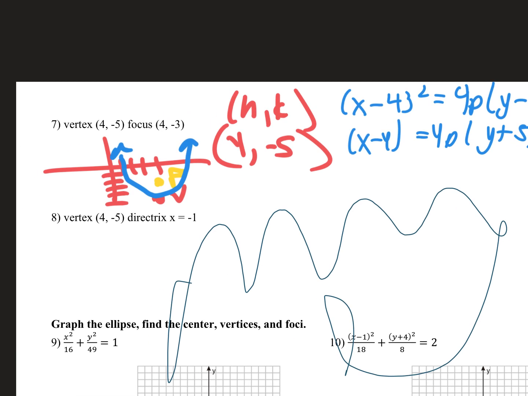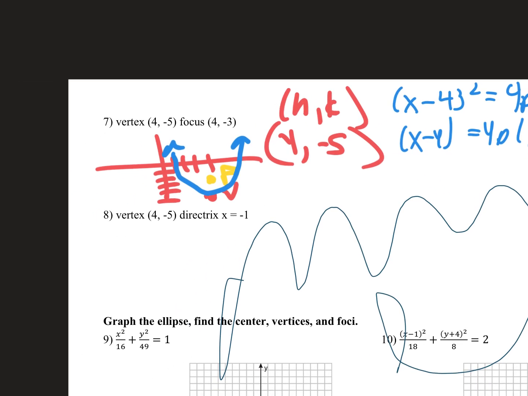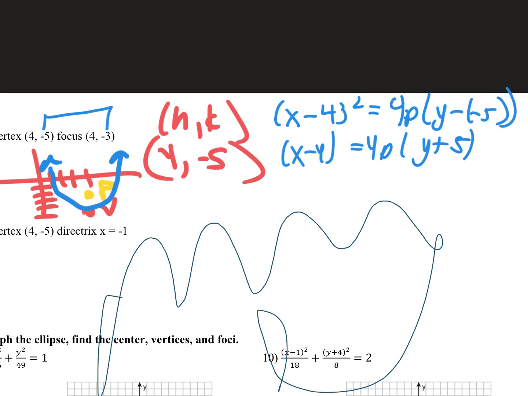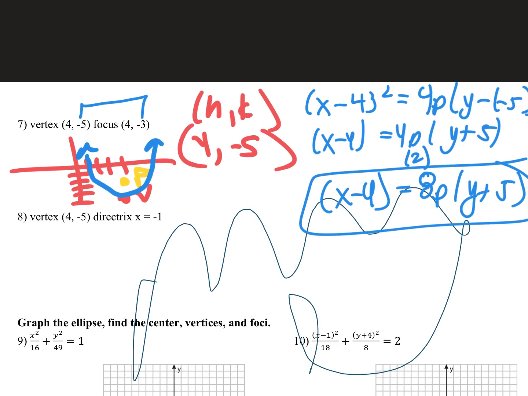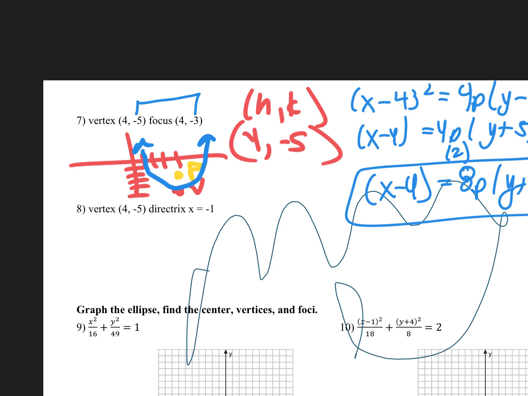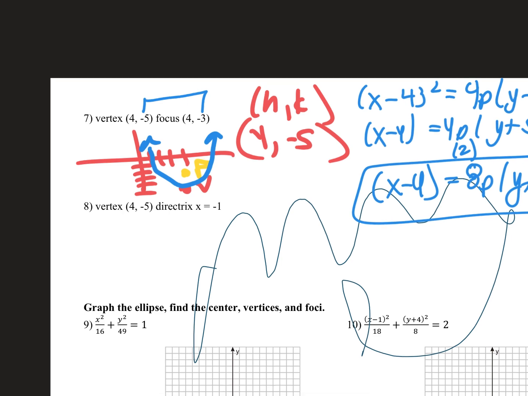Now, what is the p-value? How far is it, guys, from the vertex to the focus? Well, it's 2 units. So I know that my p-value that I'm going to plug in right here, my pen keeps shutting off, is 2. So my equation of my parabola is (x minus 4) squared equals 4 times 2, which is 8, times (y plus 5). You take your vertex, throw it in there, and then figure out what direction. If you have a positive p, you're going up or right. If you have a negative p, you're going down or left.